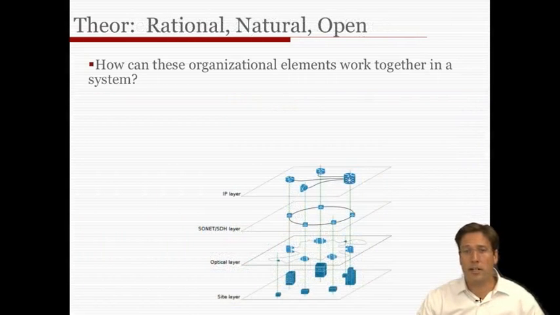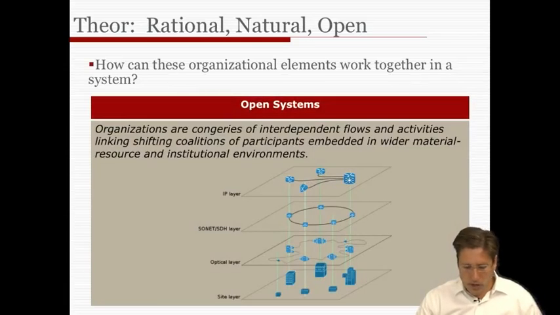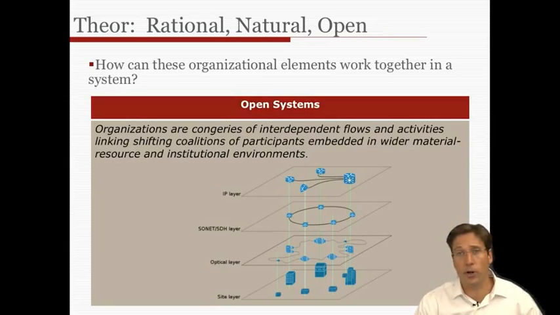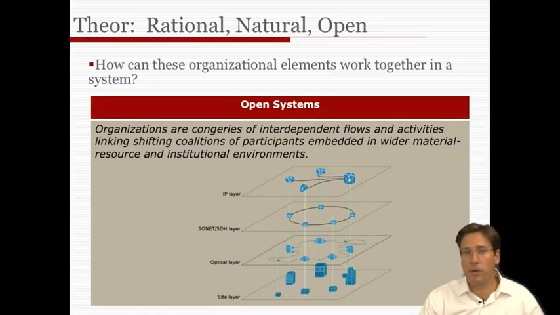Most recently, organizational theorists have come to characterize organizations as open systems. Here, organizations are congeries of interdependent flows and activities linking shifting coalitions of participants embedded in wider material resource and institutional environments. This class of theory focuses more on the environment than any other organizational feature.